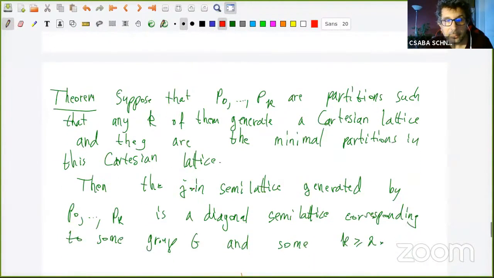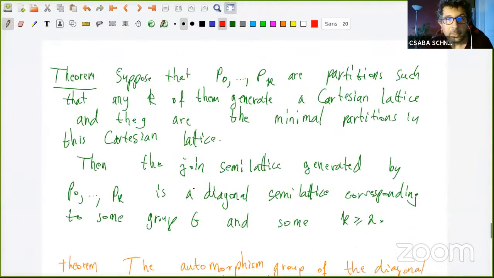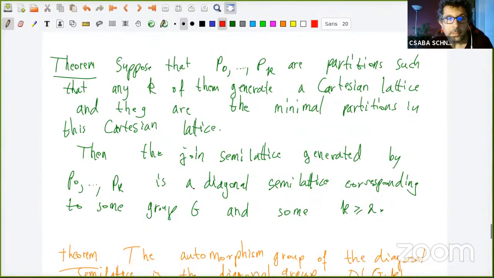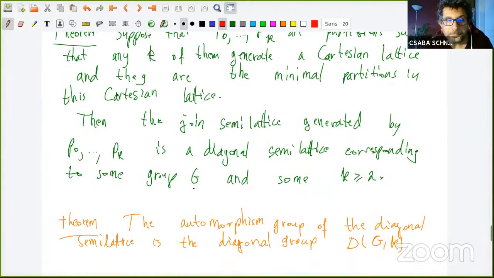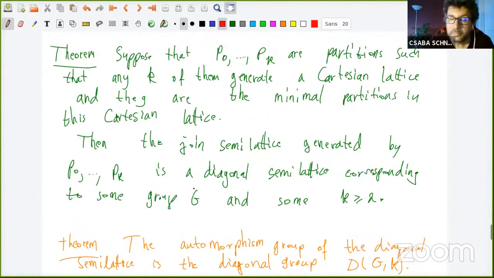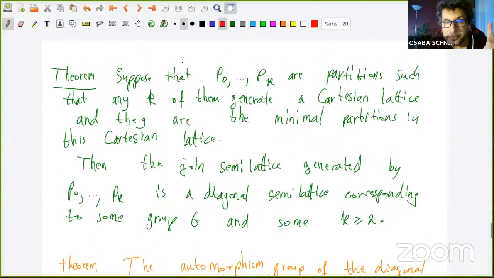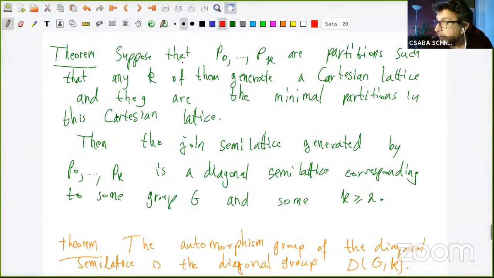So let me just show you these two theorems to close. I think I'm running out of time. Just these two results. So this is a construction, an explicit construction for a diagonal semilattice.